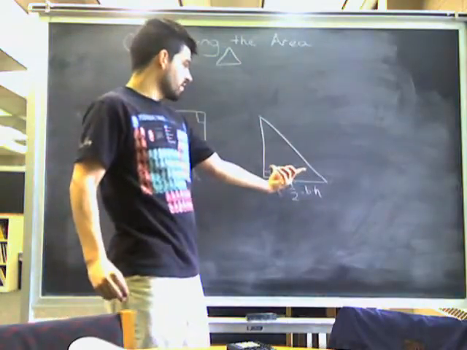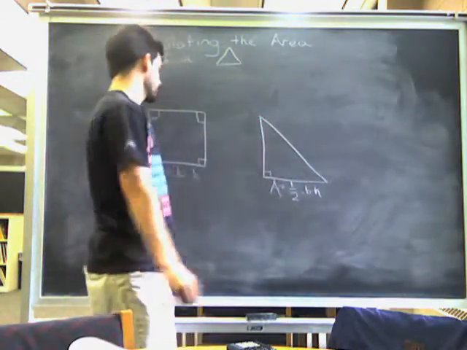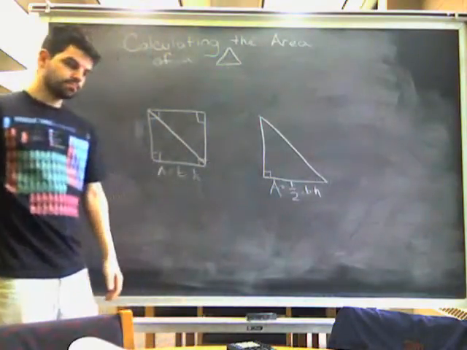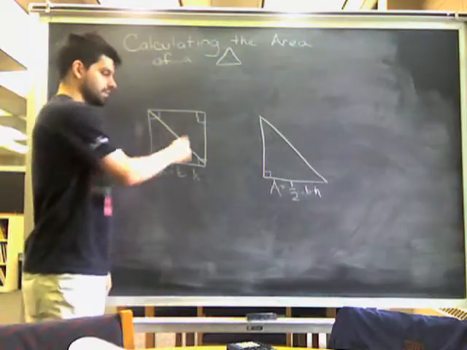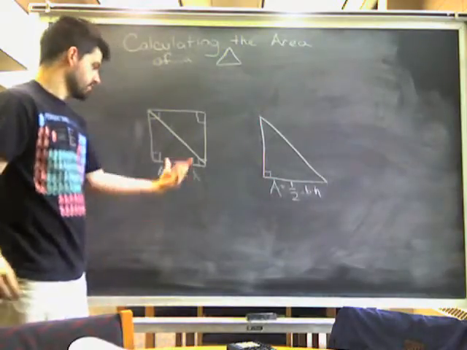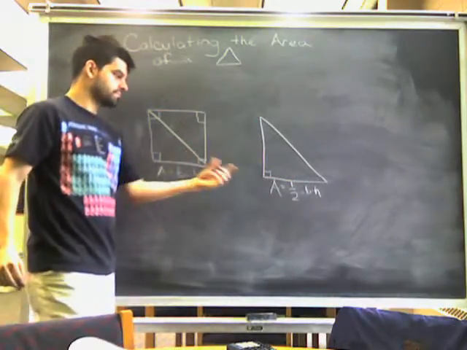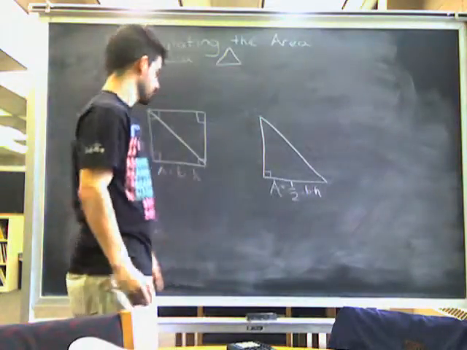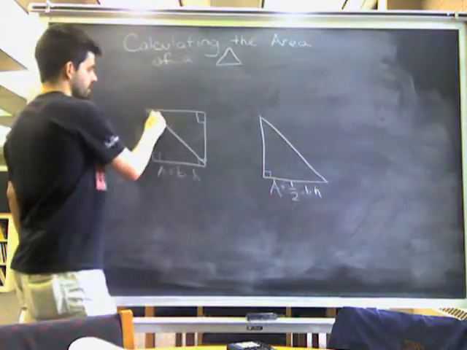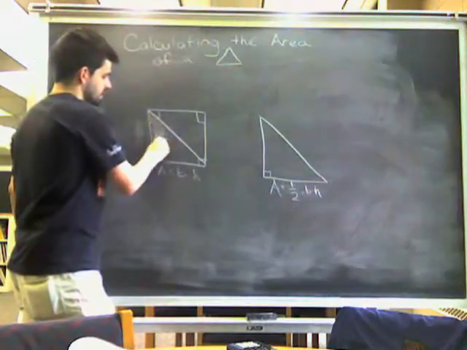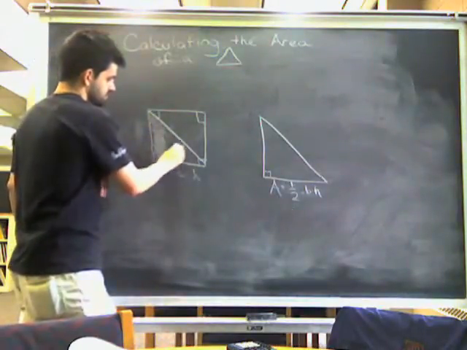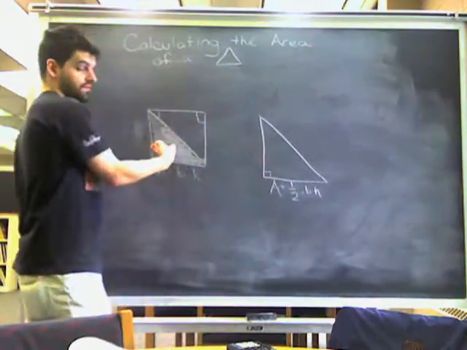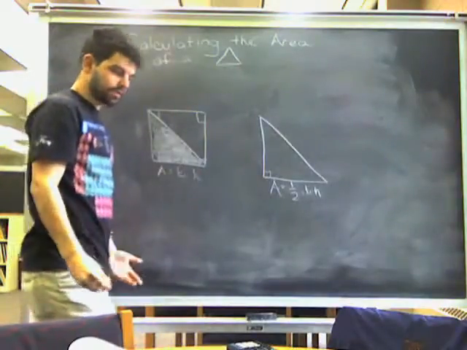Notice that when you have a triangle, if I bisect a square, I get two triangles. And if you add two triangles together, which is 1/2 plus 1/2 is 1, you get the area of this square. So the area of half of the square is a triangle.